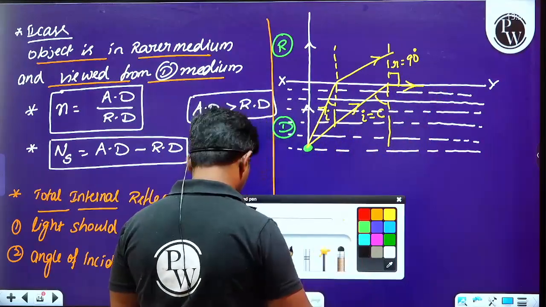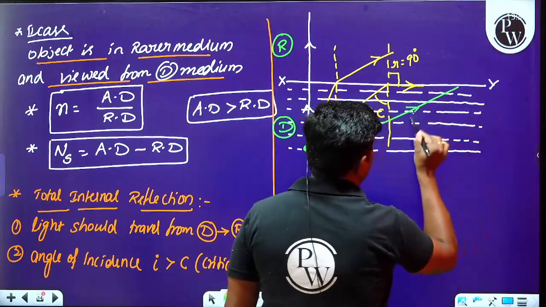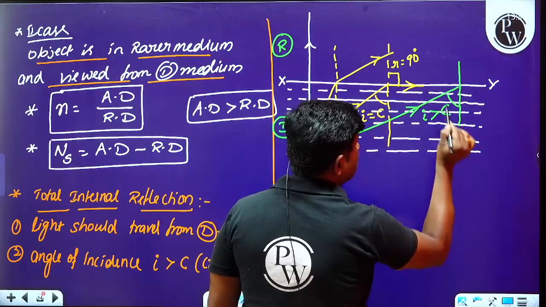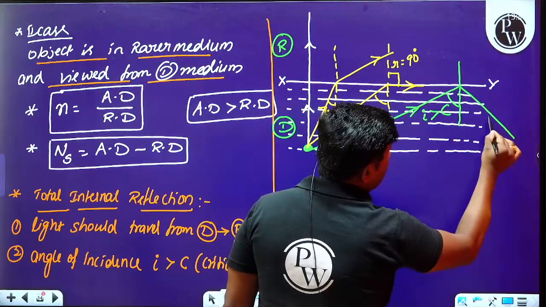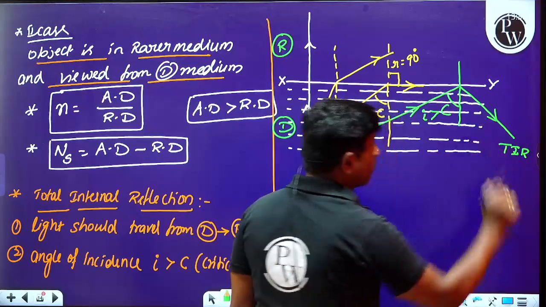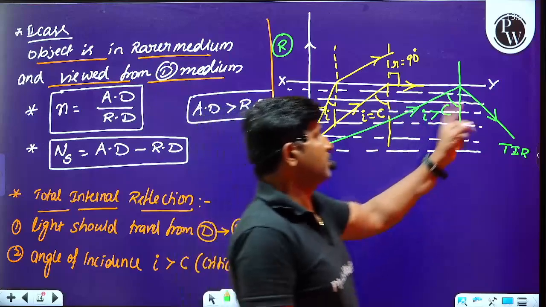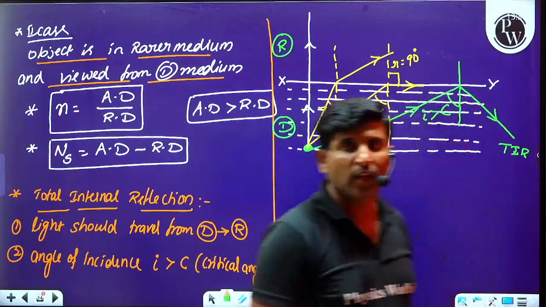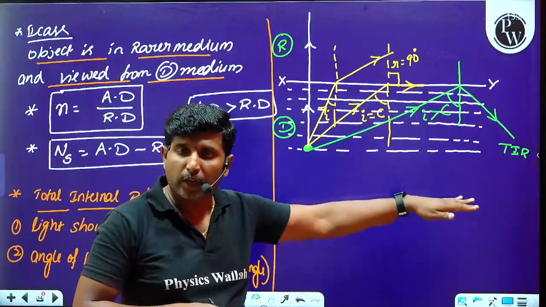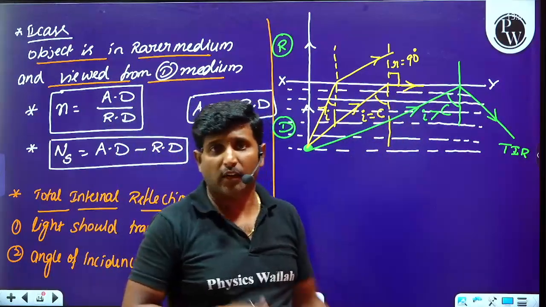Similarly, whenever we consider a ray of light incident at an angle greater than the critical angle, it will undergo total internal reflection. I should be greater than C. That is the phenomenon of the light coming back into the same medium when it is incident at an angle greater than the critical angle. What is the critical angle?